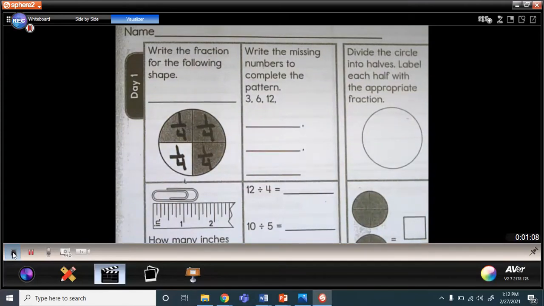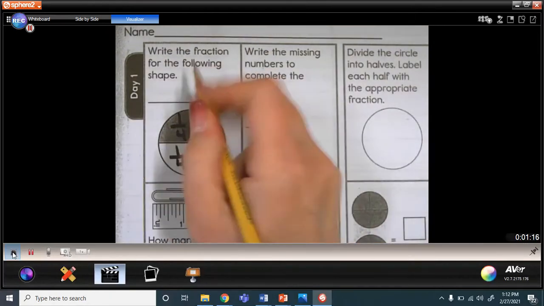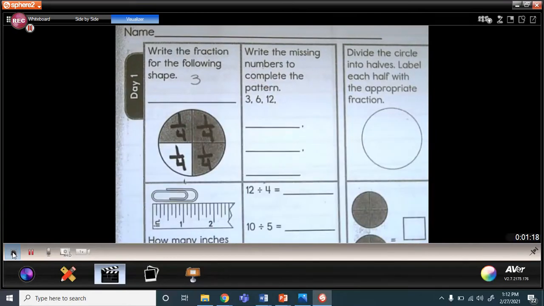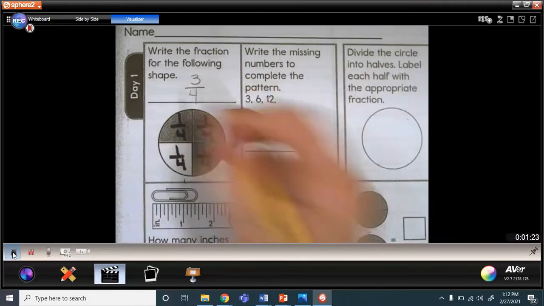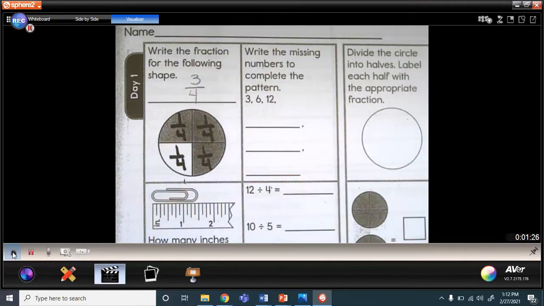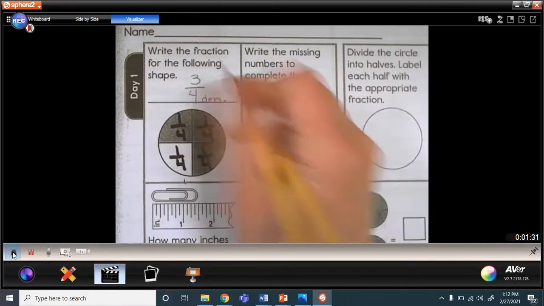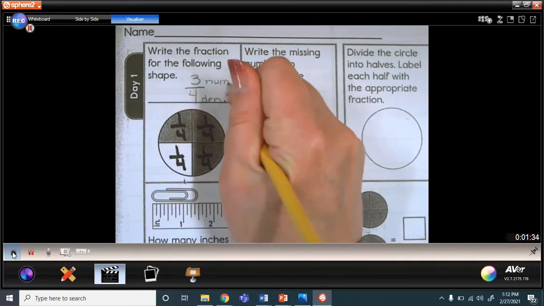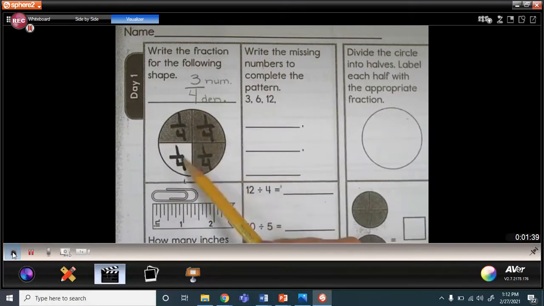So now it says, write the fraction for the following shape. We're going to assume that they're talking about the shaded parts. So 1, 2, 3, that's my numerator. Those are the parts that I'm counting of the fourths. And my total number of parts in the whole is my denominator. And I have 4 equal parts. So this is my denominator, this is my numerator, and we say this as 3/4. Please be sure to label each one of those parts as 1/4 on your paper.